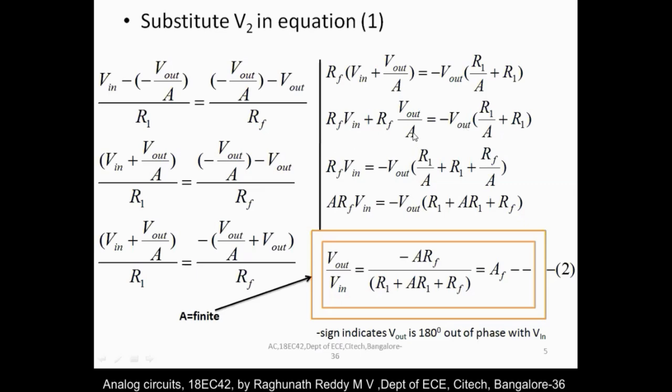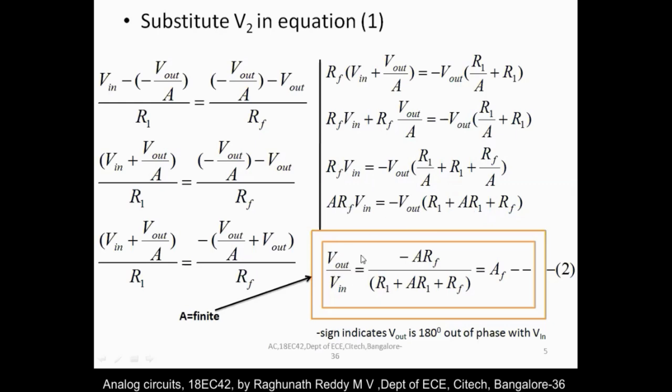Keep the Vin terms on the left hand side, Vout terms on the right hand side. So RF into Vin equal to minus Vout R1 by A plus R1 plus RF by A. Take the common, A is the LCM, so that on the right hand side of the expression, minus Vout R1 plus A R1 plus RF, and cross multiply with the left hand side, you get this expression.